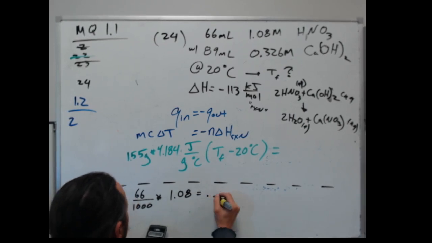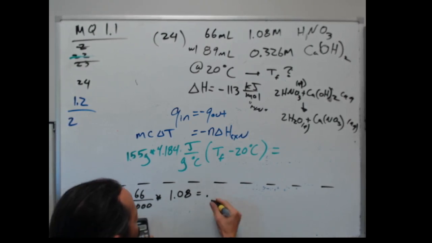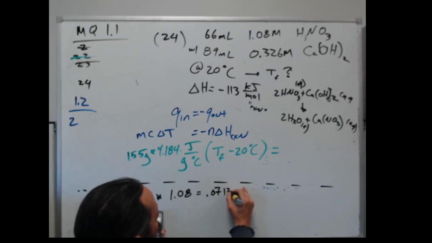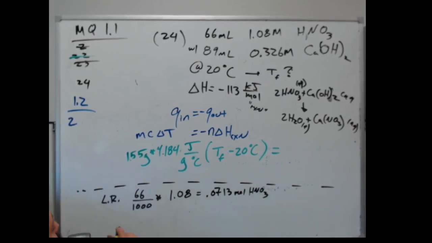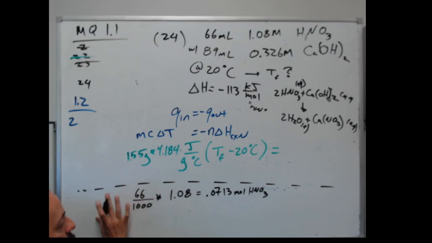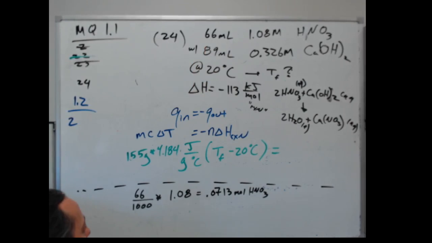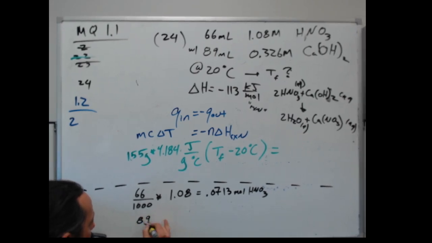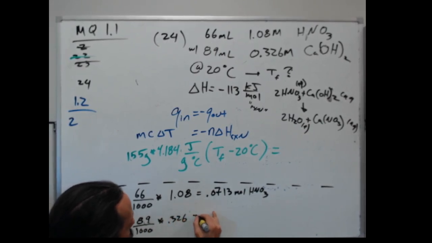So I'm going to get point, that doesn't seem right. I think I did 100. Yeah. That's better. Okay, 0.0713 moles HNO3. And I can do the same thing. Wait, why did you multiply by 1,000? Divided by 1,000 to get my milliliters into liters. Oh, okay. Right. I'm going to do the same thing here. 89. Oh, that's 89 divided by 1,000 times 0.326.